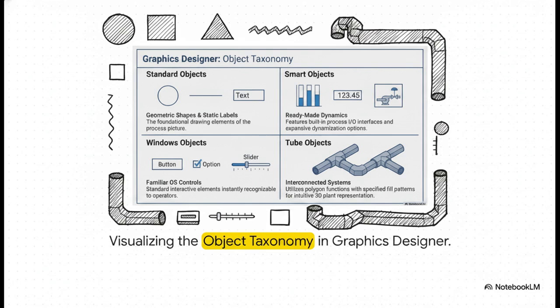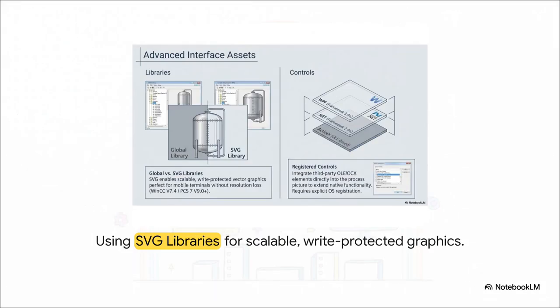Windows objects give you those familiar OS controls we all know, like sliders and buttons. But the real magic happens with the other two. Smart objects are fantastic because they come with ready-made dynamics. They literally feature built-in process I/O interfaces so you can effortlessly link them to your tag data. And then there are tube objects. These are not just static flat lines. They use specialized polygon functions with targeted fill patterns to create a really intuitive 3-dimensional representation of your plant's interconnected piping.